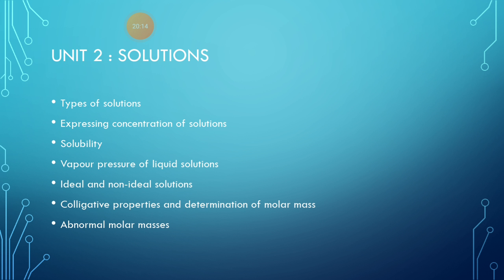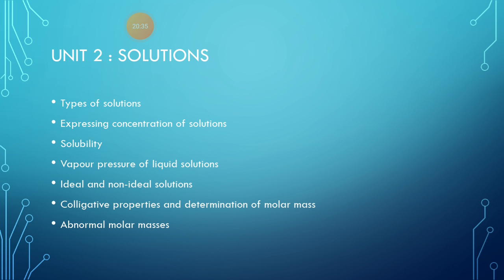Then we are going to learn about the four different colligative properties and determination of molecular masses. Here we are going to learn about the lowering of vapor pressure, elevation of boiling point, depression in freezing point, and osmotic pressure.